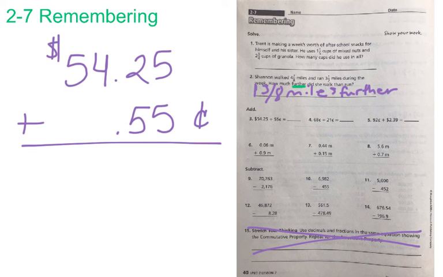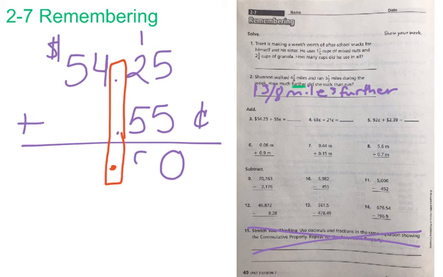Remember, anytime you are adding or subtracting decimals, the first thing you need to do is bring that decimal down. And then you don't have to worry about it again. 5 plus 5 is equal to 10. Put down your 0, carry your 1. 5 plus 2 is 7, plus 1 more is 8. And 54 plus nothing is 54. Now you can see that it's $54.80, and all you need to include here is the dollar sign.